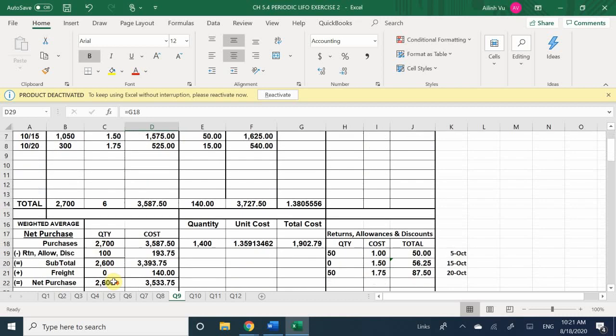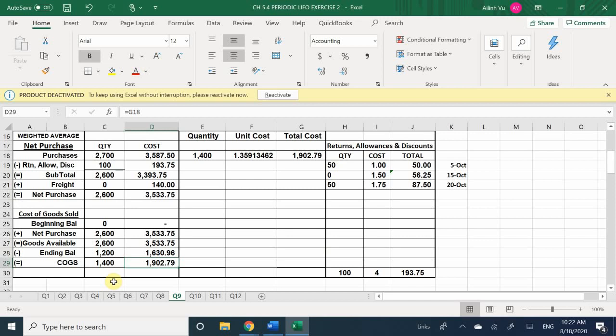No, ma'am. All right. So, yes, go ahead, Lynette. Yes, with the ending balance there, could you just calculate 1,200 times the unit cost, or can you just subtract the goods available minus the cost of goods sold? Would it end up the same, or do you have to calculate per item, or do you just subtract?